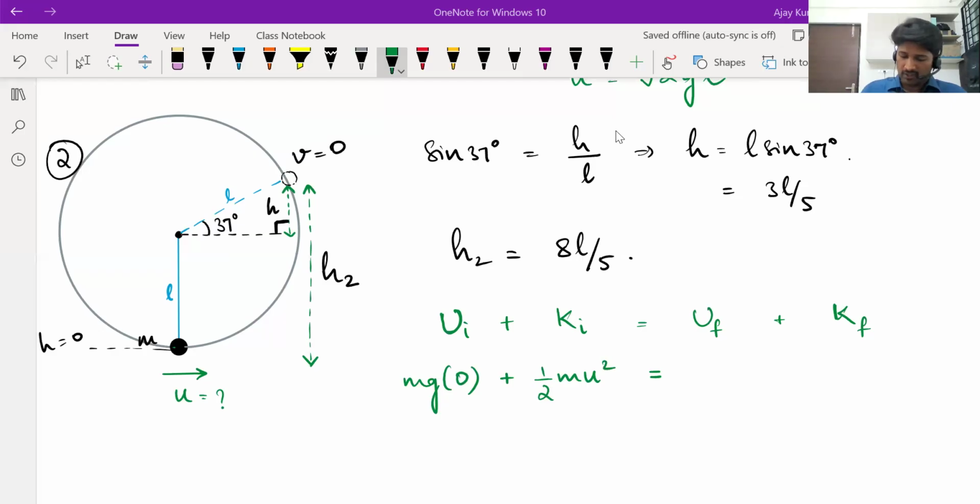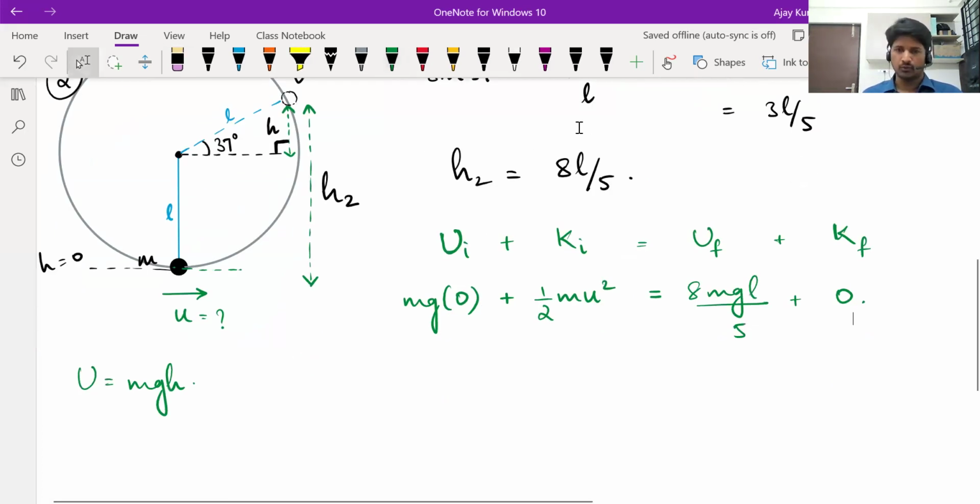See, the formula for potential energy is mgh. To what height is it rising from the starting point? Starting point is the bottommost position, no? So from this level to what height is it rising? So 8L by 5. So the potential energy becomes mg 8L by 5. We write it as 8mgL by 5. And we are assuming the final speed there is 0, then the final kinetic energy will be 0. And with this, we can calculate u.